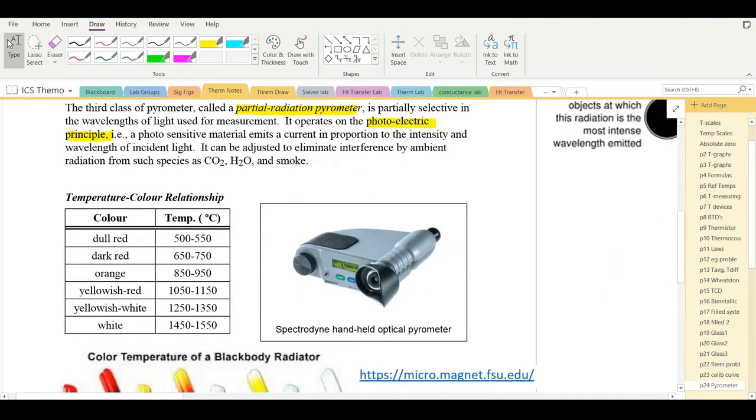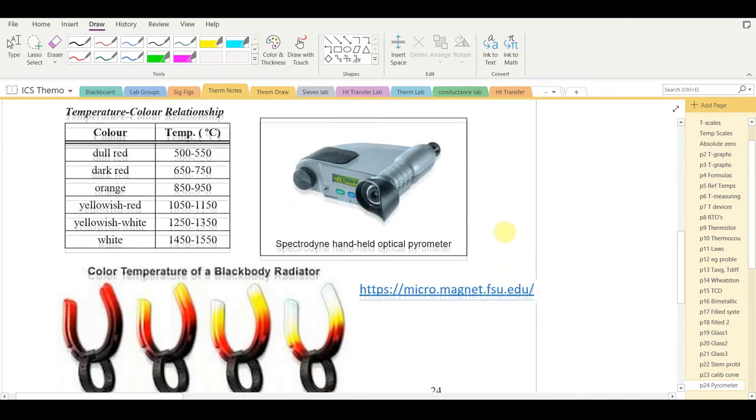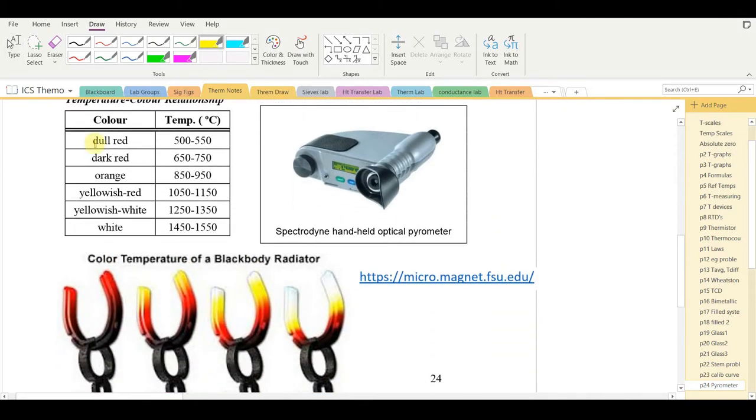Our own eyes serve as a form of pyrometer. We recognize a dull red color as a temperature somewhere near 500 Celsius, and darker reds a little hotter. Orange is in the 900 Celsius temperature range. Yellow is close to 1,000-ish temperature range, and when you get white hot, well, that's close to 1,500 Celsius.